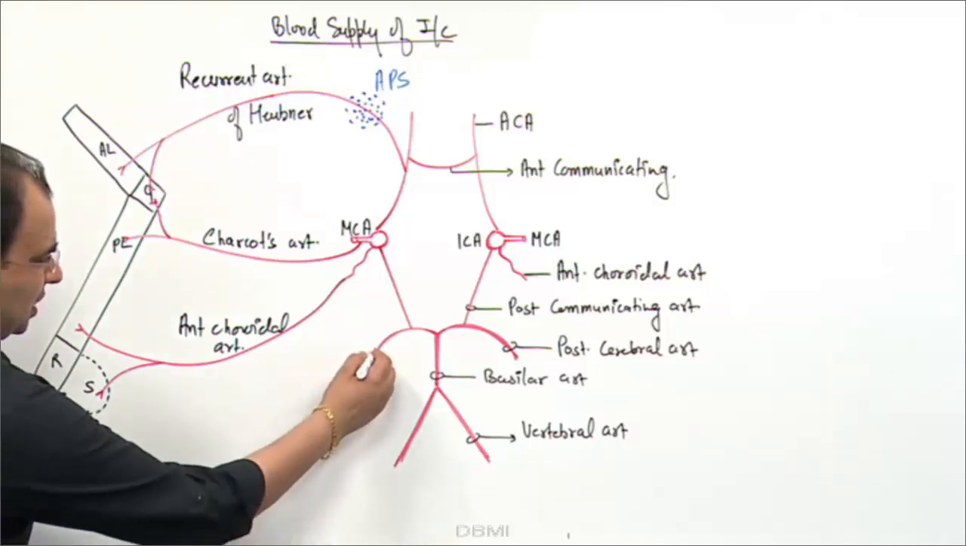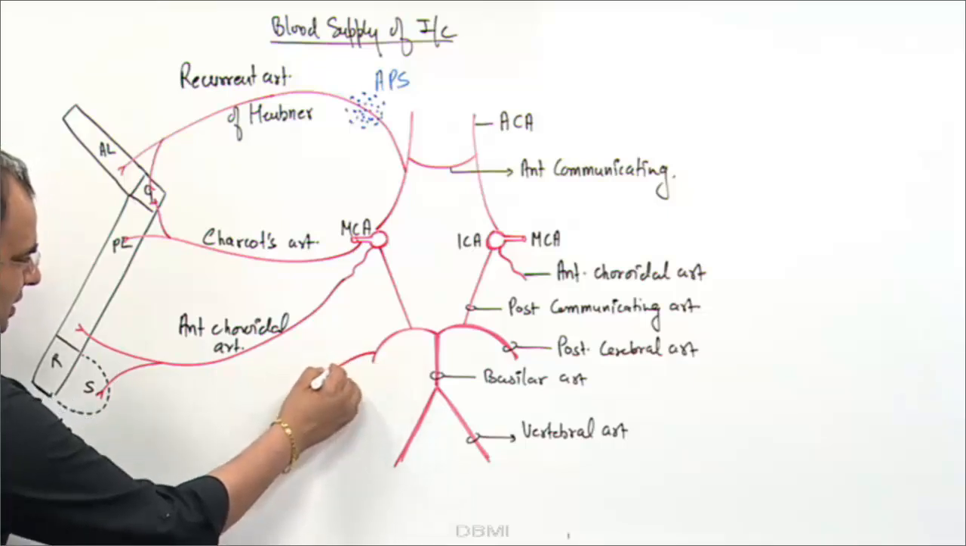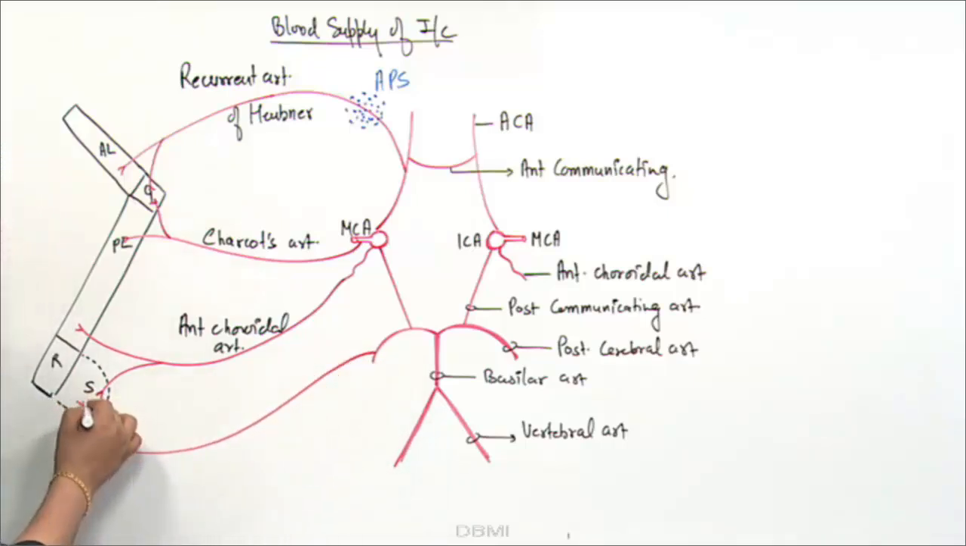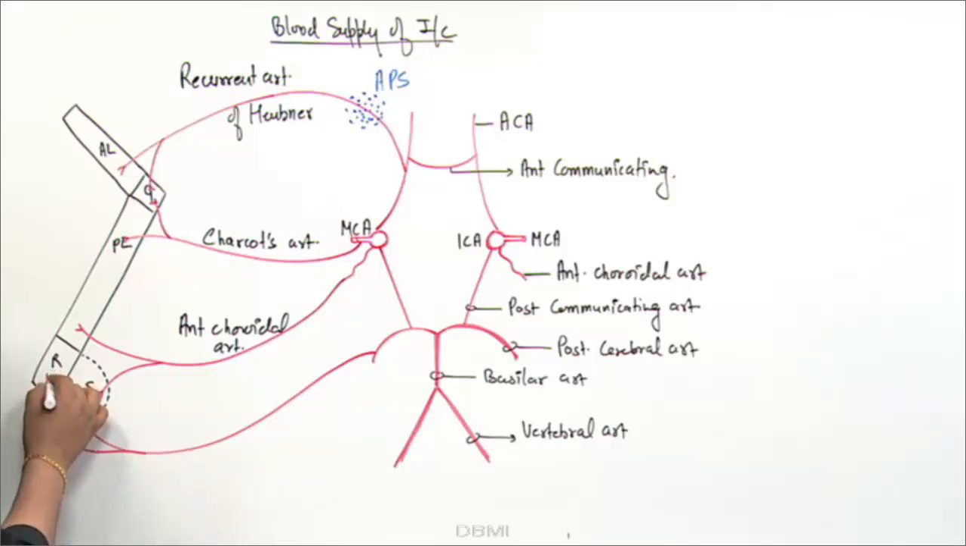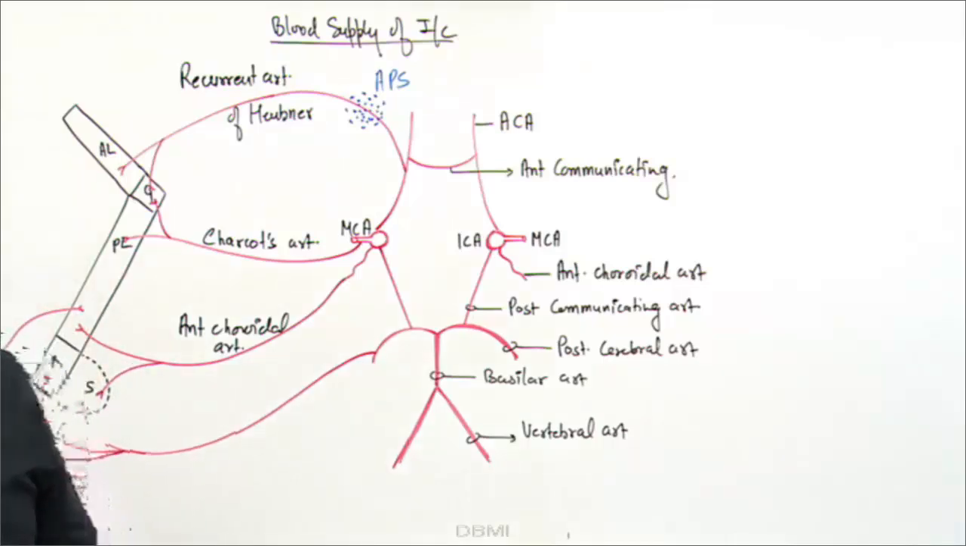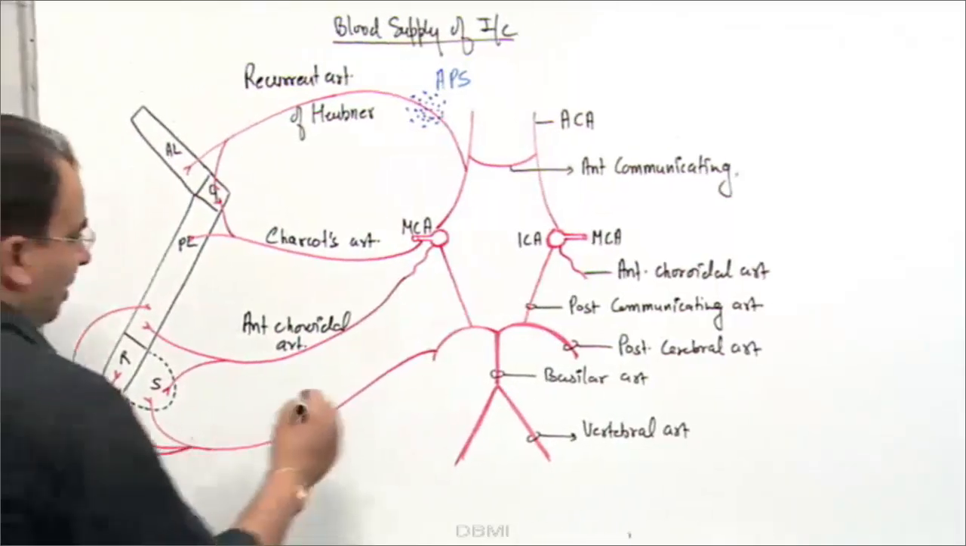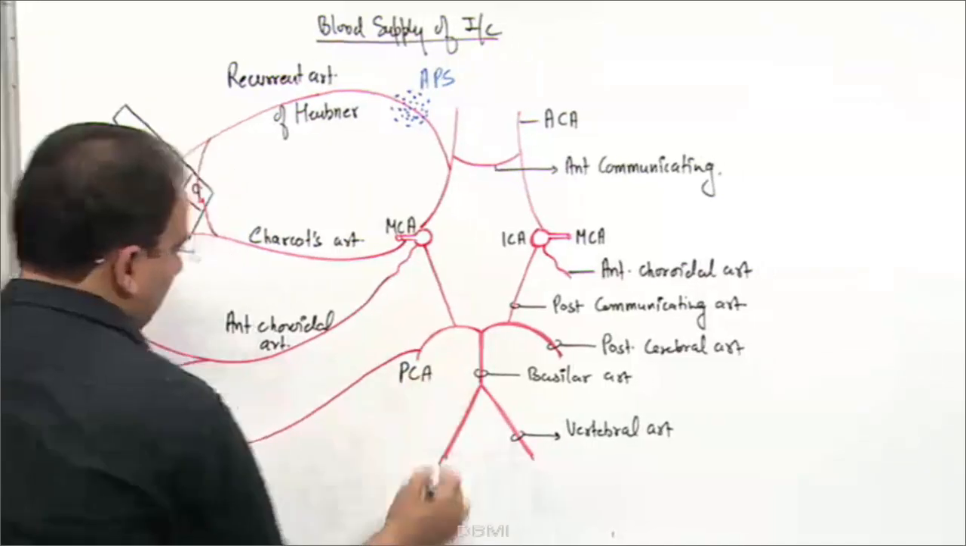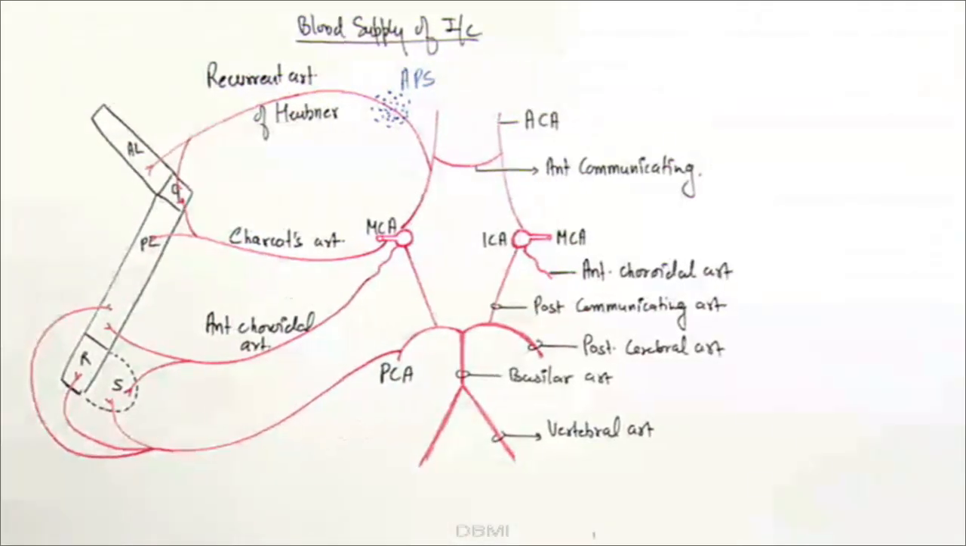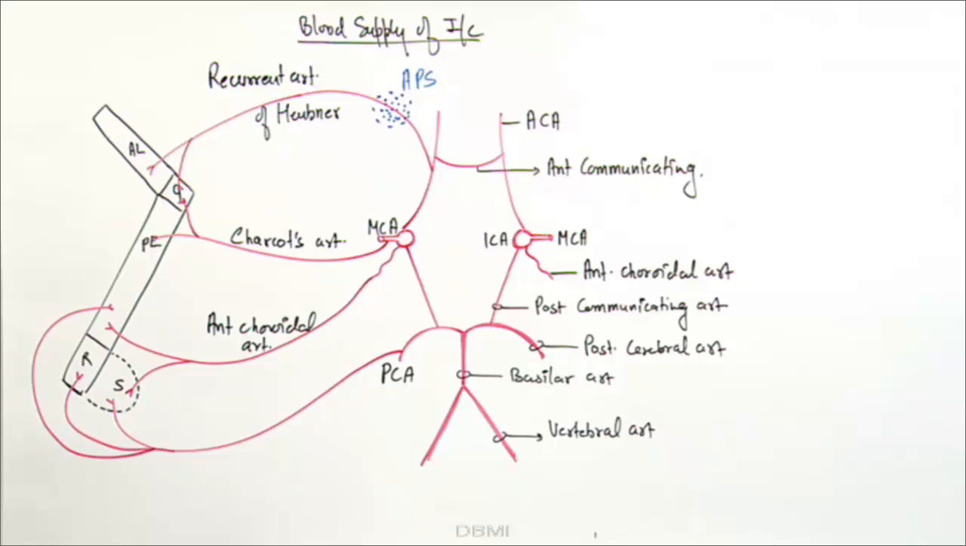Whereas the branch from the posterior cerebral artery, now look at this, supplies the sublentiform part, it supplies the retrolentiform part, and it also gives collateral to the posterior limb. It also supplies a part of the posterior limb. So this is from the posterior cerebral artery. The branches from the posterior cerebral artery will supply the sublentiform part, the retrolentiform part, and the posterior part of the posterior limb.